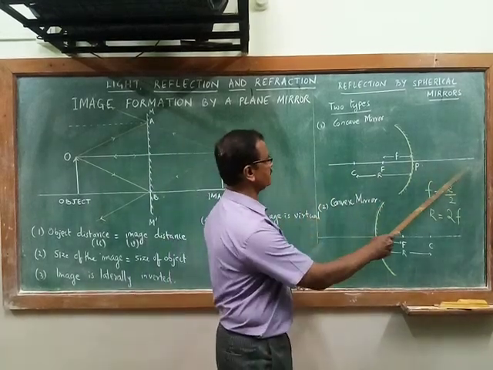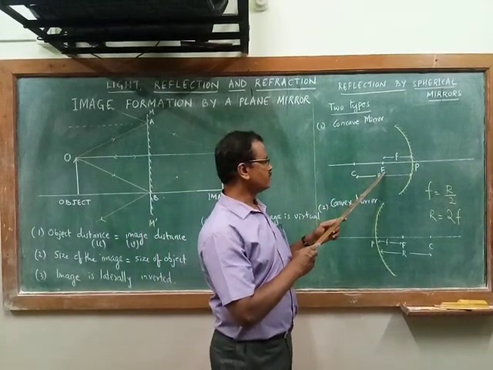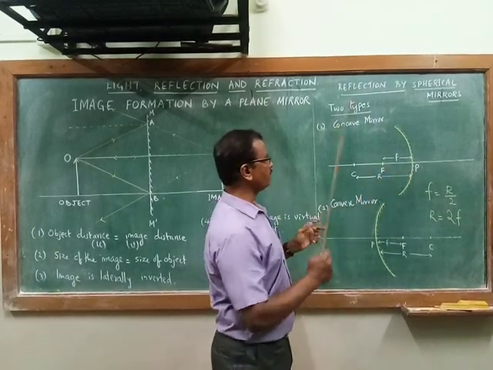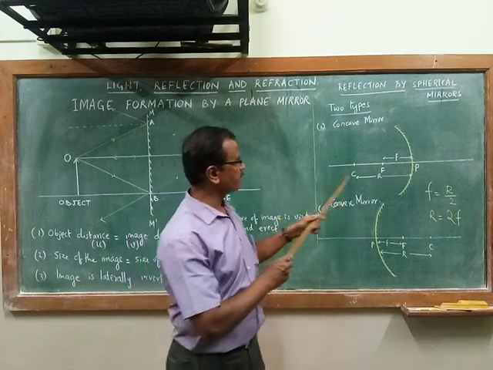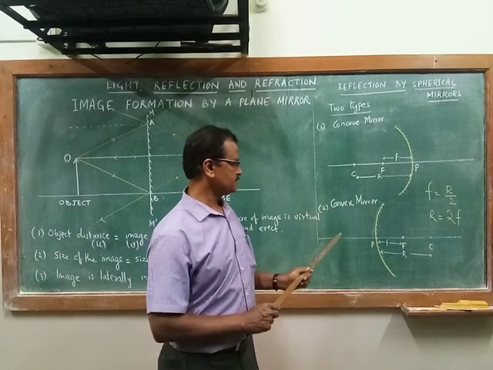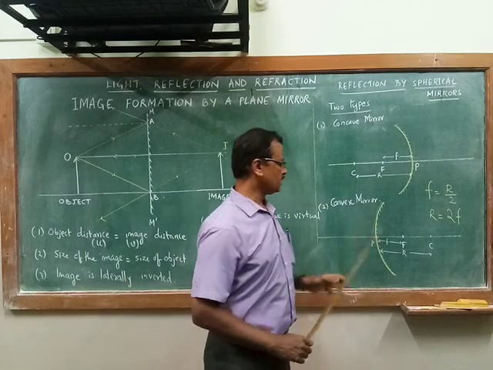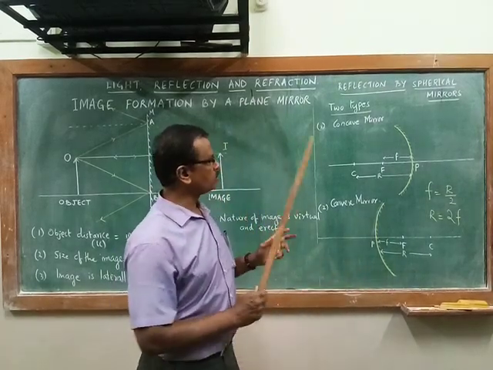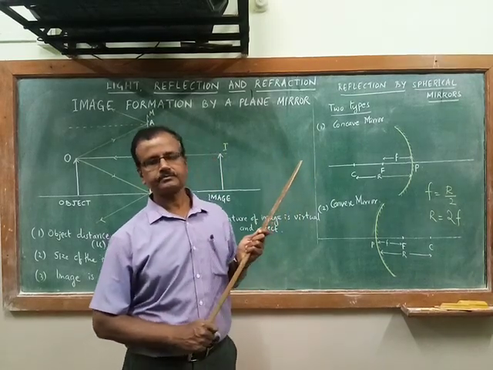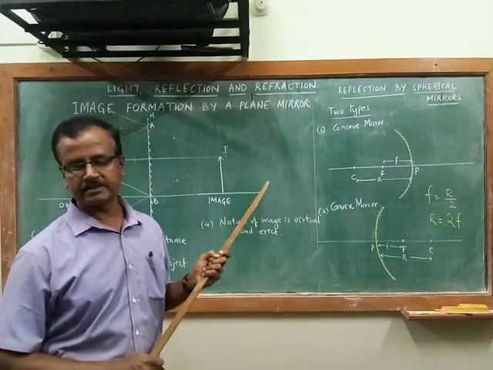The axial line which includes the center of curvature, the focal point and the pole, all lying on that line, is called the principal axis. This helps us to draw the ray diagram for image formation. So this is all about image formation by spherical mirrors.